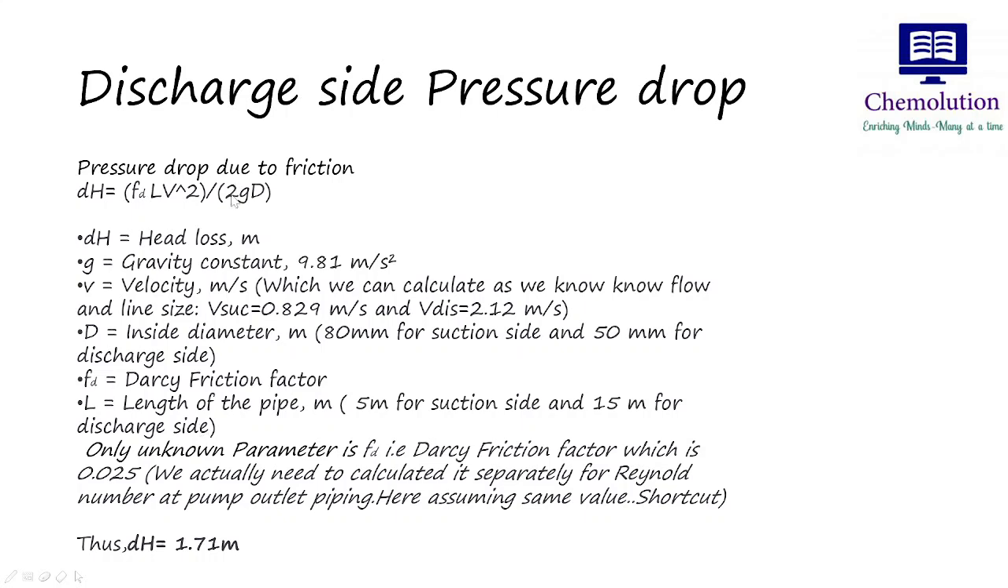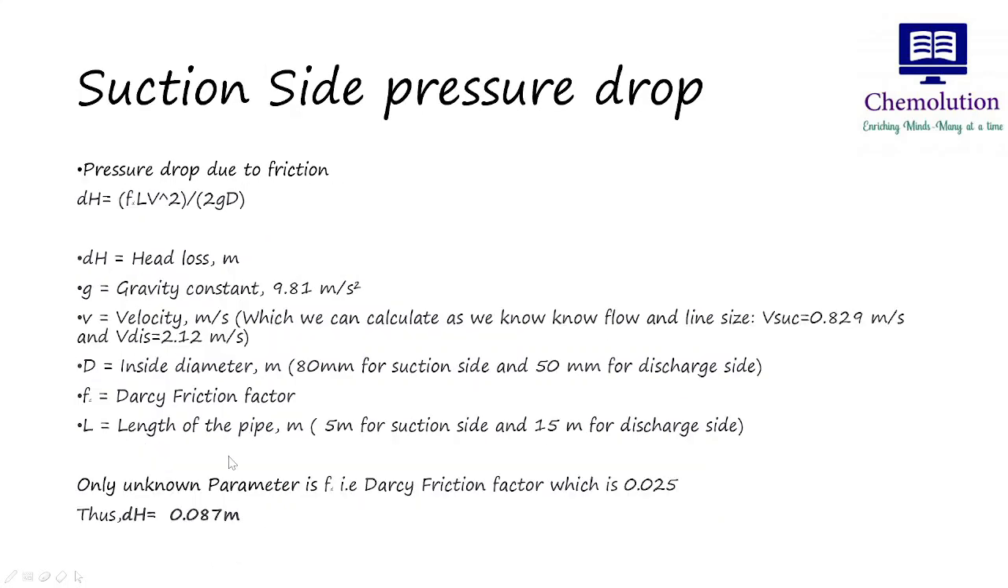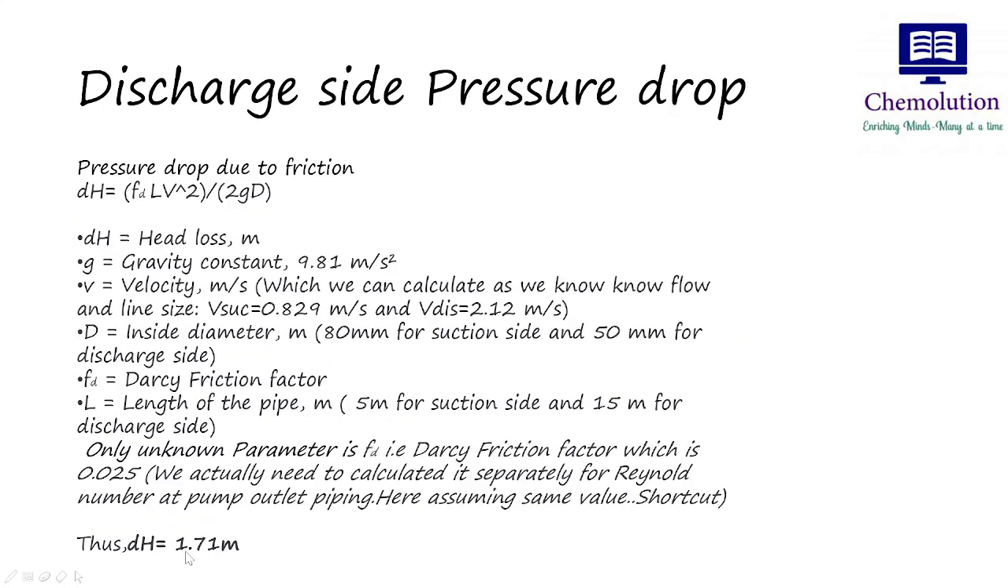By putting in all the other values, only one value will change: the discharge velocity is 2.12 meter per second, and the length of pipe will be considered as 15 meters, because it's a discharge piping, so it is higher in length. For the discharge side of the pump, you can calculate the head loss using the same equations and variables, and you will get a discharge head loss of 1.71 meter. So you got a suction head loss of 0.087 meter and a discharge side pressure drop of 1.71 meter.